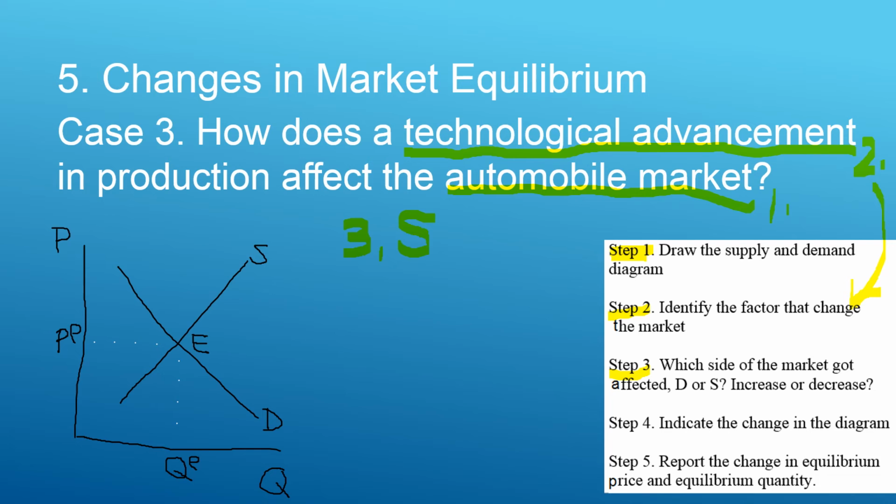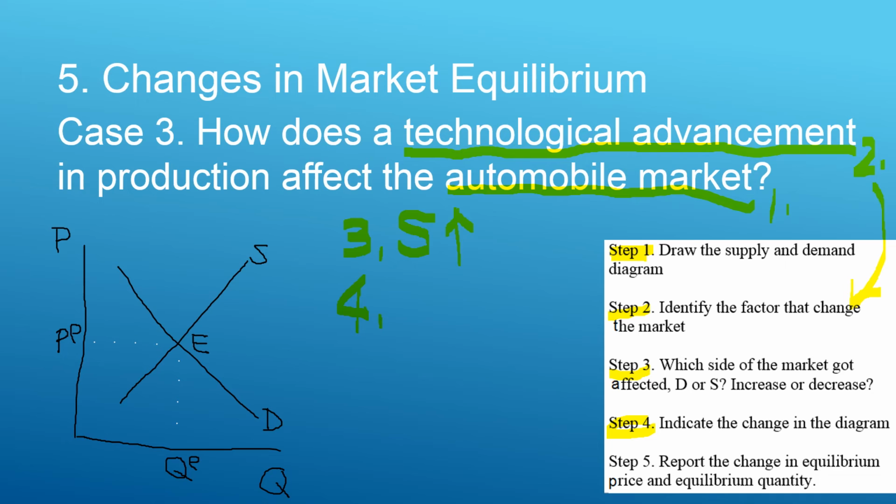So because of that, what happened? Supply, right? Supply increase or decrease? Increase. Technological advancement means that we know how to apply scientific knowledge into the production of automobiles. So it must be the fact that we can produce more. Okay, so supply of automobiles increases. All right, so let's move on to step number 4.